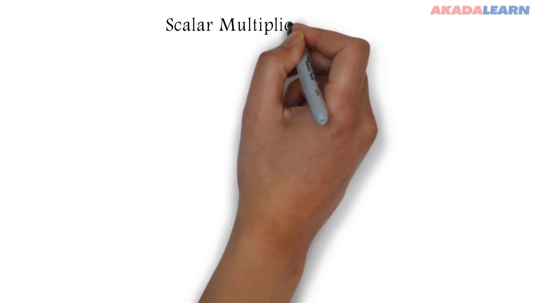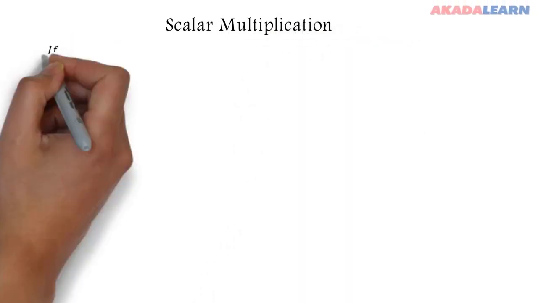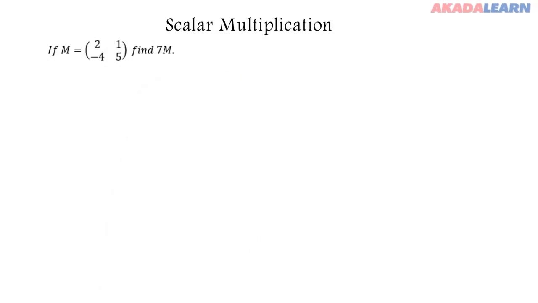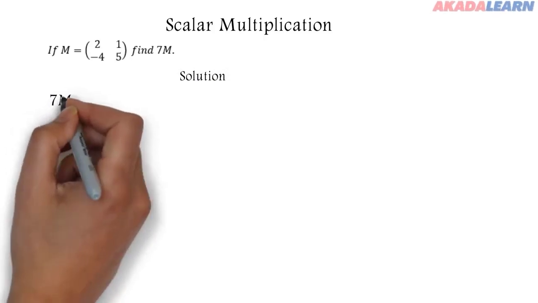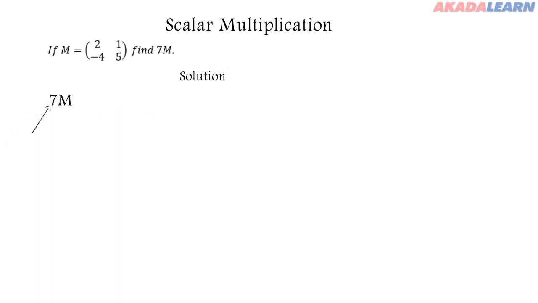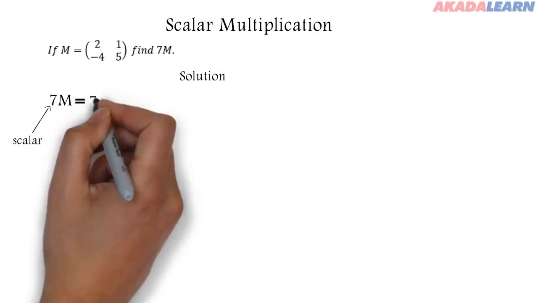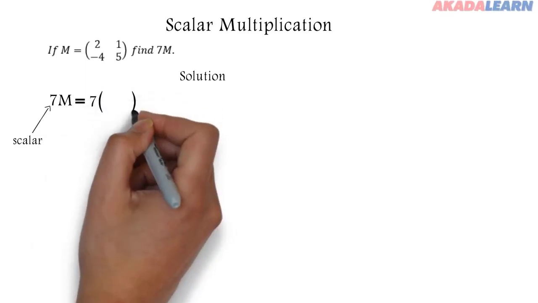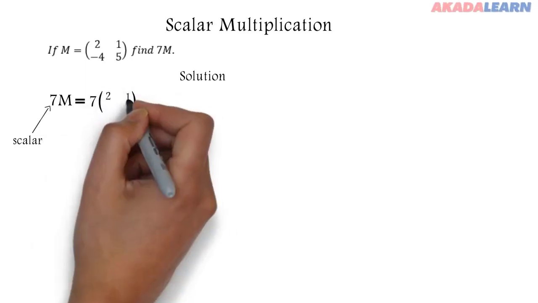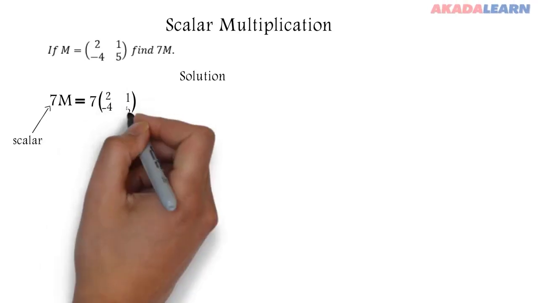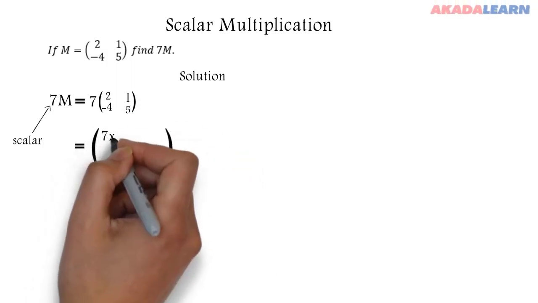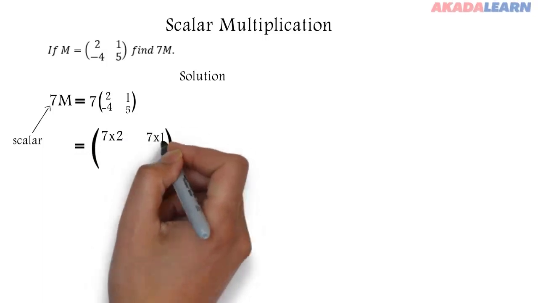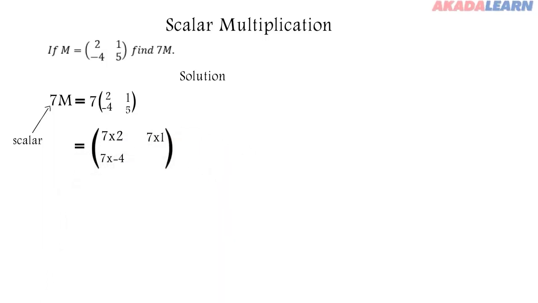Now let's go ahead to see how to evaluate scalar multiplication with a matrix. So we have a matrix there, M. We are asked to find 7M. So first thing, let's write 7M. Now the 7 there is called a scalar. So to multiply a scalar by a matrix, the scalar is going to multiply every number in the matrix. So let's first write the numbers 2, 1, minus 4, and 5. So 7 is going to multiply every one of them, one after the other. So we have 7 times 2, 7 times 1, 7 times minus 4, 7 times 5.